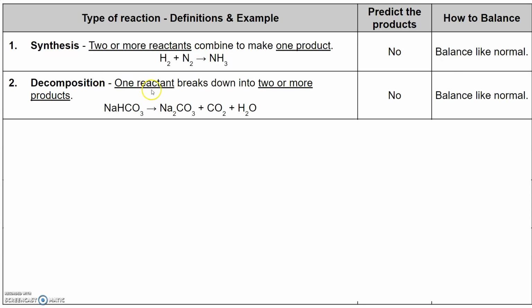For decomposition, it's the opposite of synthesis. In decomposition, you have one reactant that breaks apart or breaks down into two or more products. So here we have the decomposition of sodium bicarbonate, also known as baking soda. Now, once again, here you don't need to predict the product. So if I gave you baking soda, I'm not asking you to predict what the products are going to be, but you do need to know how to balance it. And again, you balance it like normal.